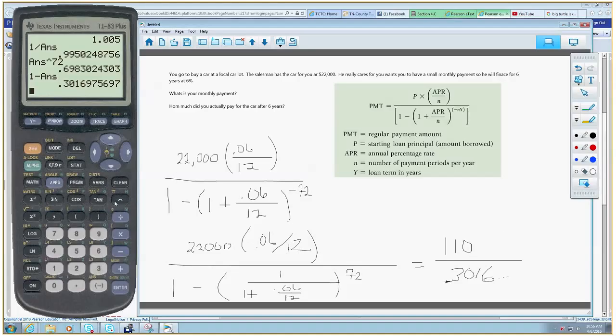And now I'm going to take 110 and divide it by the inverse answer. And I got a $364 payment. So that's equal to $364.61. Now, how many months did we pay on that car? So we'll multiply that by 72, and that car salesman that wanted to help you out and sell you that car at $22,000, you paid $26,000 for it.